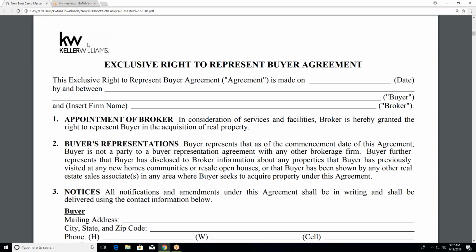Okay, so as I said, this is the exclusive right to represent a buyer agreement, and it's made on the day that you're meeting your clients. So for purposes of our study, it's today's date, the 19th of January, 2018. And it's between the buyer. So who's our buyers?